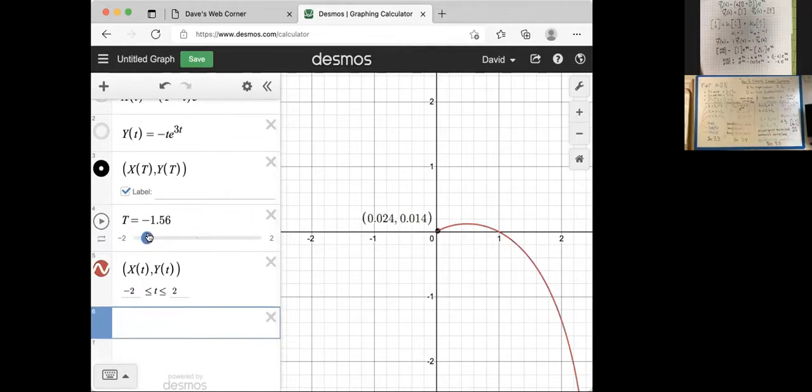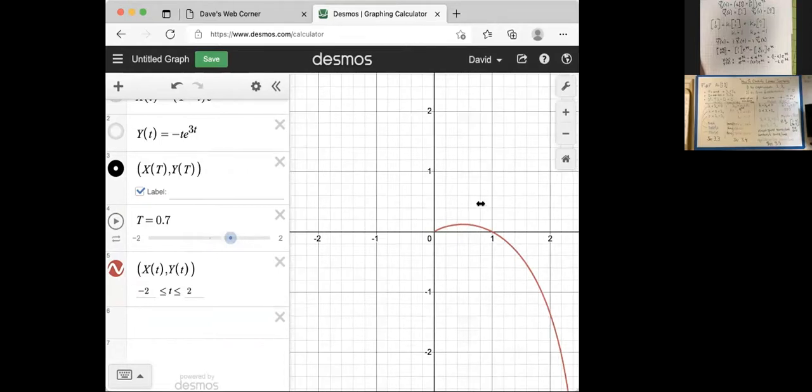See, as time goes forward, that dot is exiting the screen. So my solution is outward bound on this almost spiral. It's not a spiral because along the line y equals x, I have a border case.